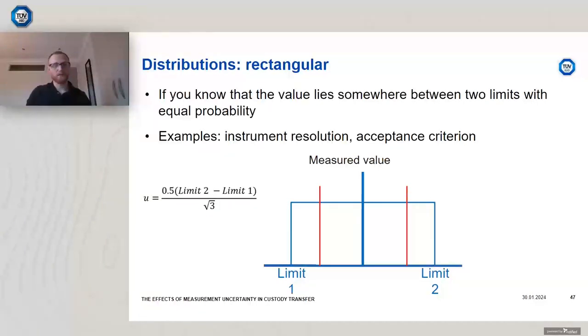So to calculate a standard uncertainty in this case, it's the difference between the limits times a half, divided by root 3. I won't go into the derivation of that, but if you Google it, you'll find a derivation of how to do that and why it is divided by root 3 times half the limit.